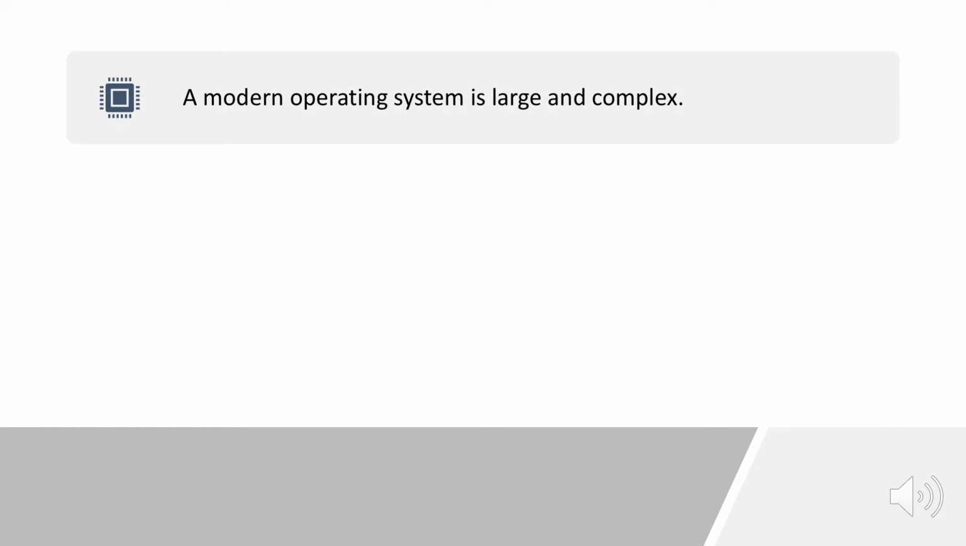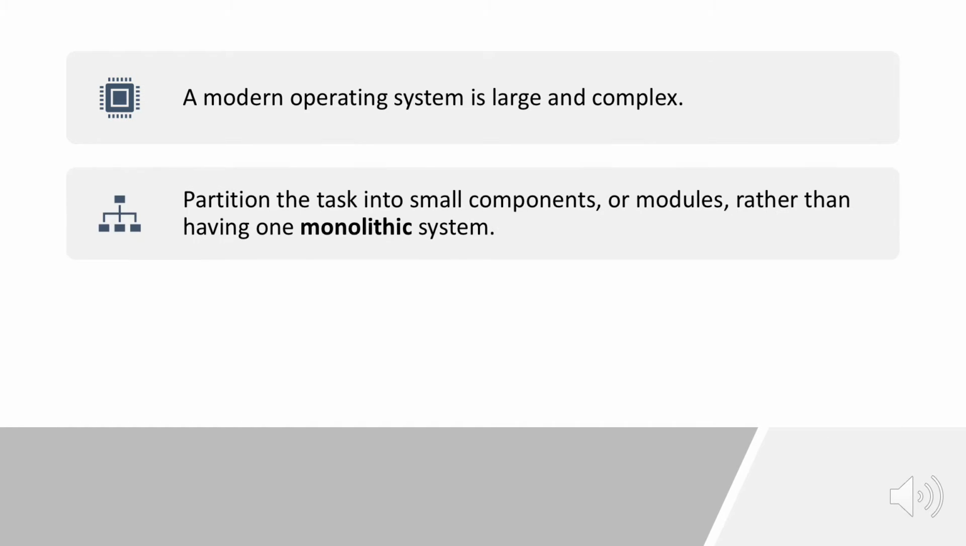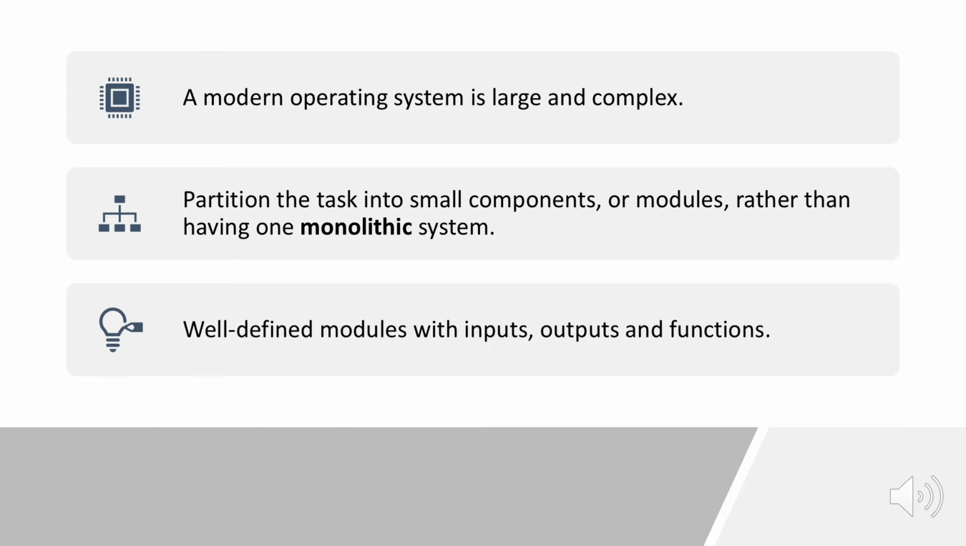A modern operating system is large and complex. If it is to function properly and be modified easily, then it must be engineered very carefully. A common approach is to partition the task into small components or modules rather than having one monolithic system. Each of these modules should be well defined with inputs, outputs, and functions.